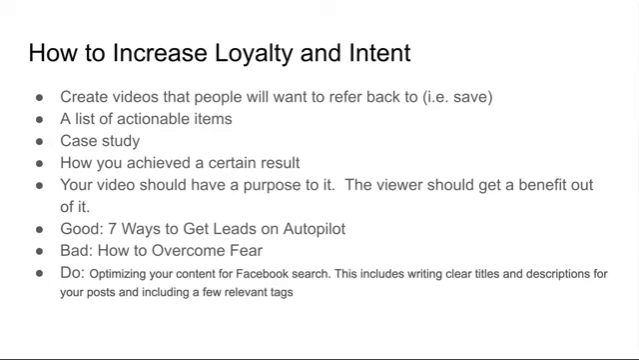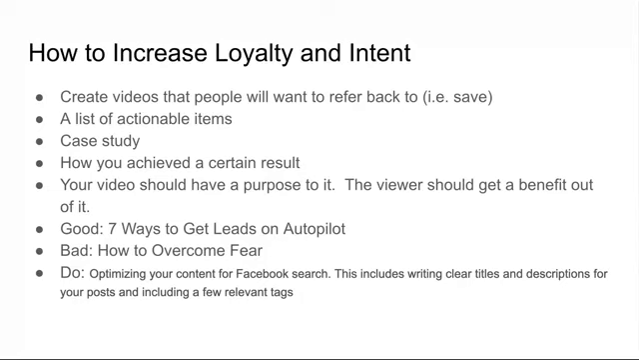Such content might be a list of actionable items, for example, or a case study. If you want to talk about how you achieved a certain result, like how you got 10 people into your messenger off of an organic post that you made on your newsfeed. Your video should really have a purpose to it, and the viewer should get a benefit out of it. A good example might be 7 ways to get leads on autopilot. The benefit would be that these are different methods that the viewer can use to get leads without having to actively prospect, okay?